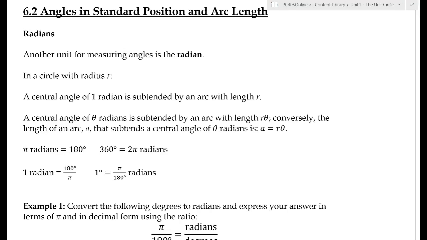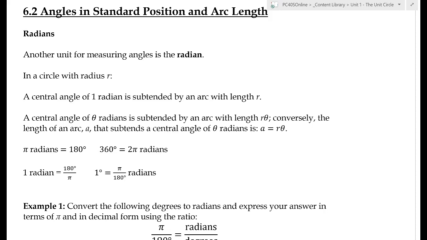All right, welcome to lesson 2 of our first unit in grade 12 pre-cal. We're still going to be looking at angles in standard position, but we're going to be adding a different unit that you've probably never seen before. And we're also going to be talking about how angles relate to the arc length of a circle. So if we're traveling around the circumference, what does it mean when we measure different angles?